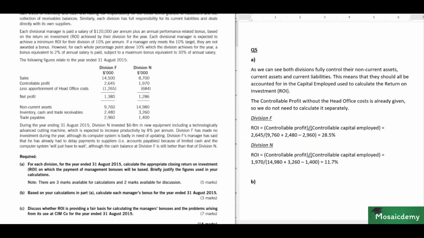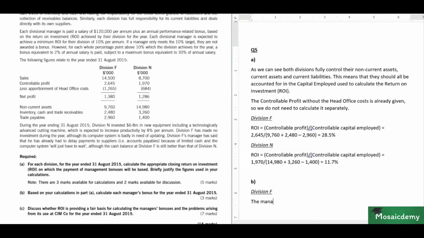So head into these questions without any fear. Furthermore, if you're not even able to do a calculation for part A, go by something that you can assume, make a rough assumption, right? Or whatever basic calculation you're able to do, pick the numbers based on that and still do the analysis. Don't lose marks for both parts just because you were unable to do the first part, okay? So calculate each manager's bonus based on your calculations in part A. So let's start with division F again. Once again, use headings and everything to distinguish different parts of your answer. It makes things more presentable.